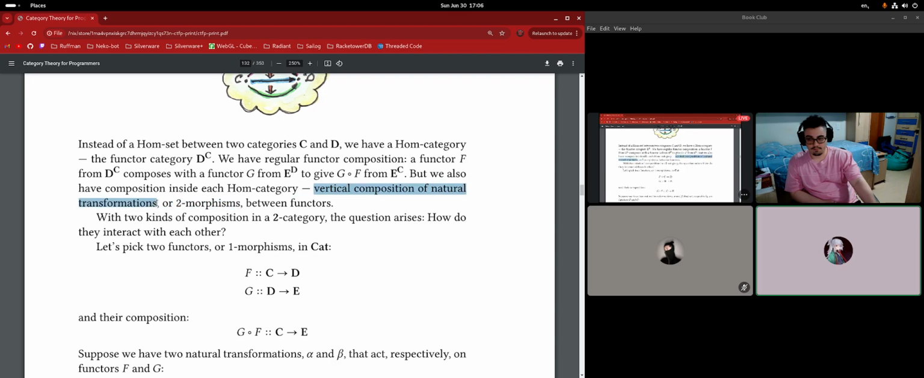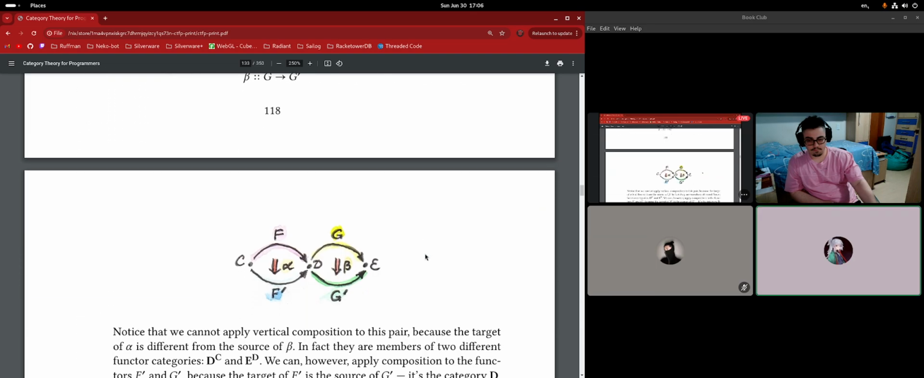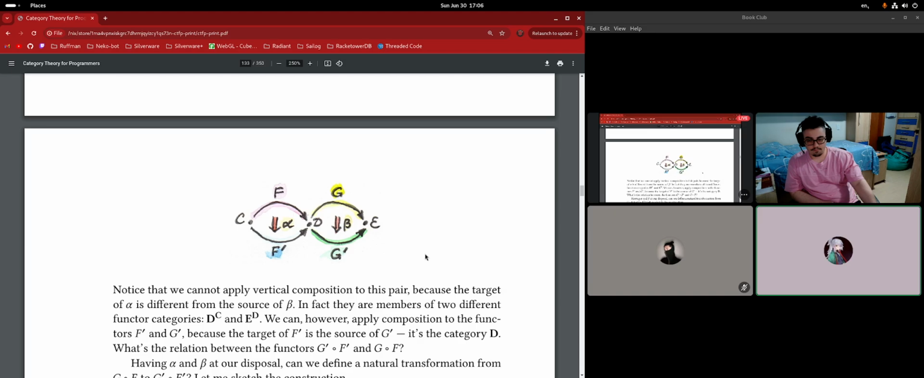Vertical is the one where you say, okay, I have a natural transformation and another one, and I'm going to put the output of one as the input of the next. That's not quite what's happening here. Here, the natural transformations are alpha and beta. You're gluing the tail of alpha to the head of beta? Oh, sorry, I understand. I said it wrong. You are not, in this specific diagram, composing alpha and beta.